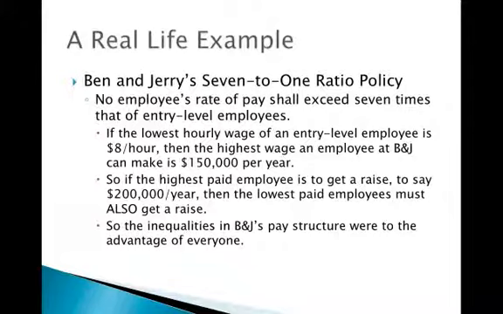For a long time, Ben & Jerry's had this corporate policy called the 7-to-1 ratio policy. That was no employee's rate of pay should exceed 7 times that of entry-level employees. So if the lowest hourly wage of an entry-level employee was 8, the highest wage would have been $150,000 a year. And if you're the highest paid employee and you want a raise, great. The lowest paid employees also get a raise.